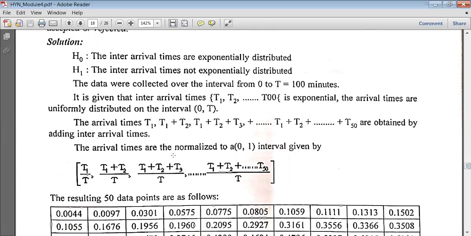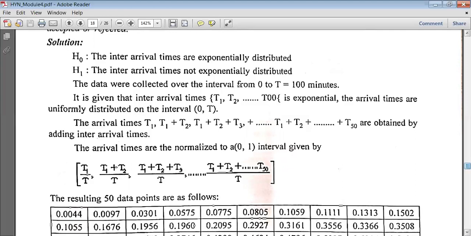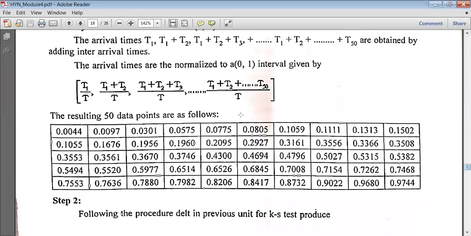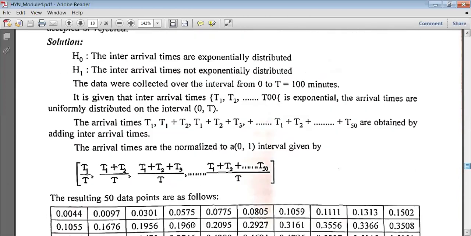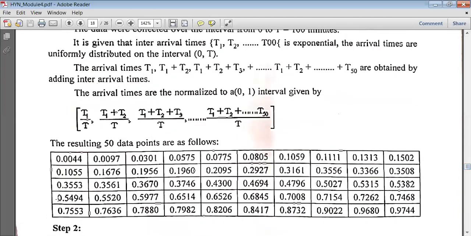The arrival times are normalized to the 0 to 1 interval, and it is given as below: T1 divided by T, T1 plus T2 divided by T. So the first value is T1 divided by T, right? We know that T is 100 minutes, as they have given. T1, the first value in the given problem, is 0.44. So we have to divide it by 100. 0.44 divided by 100, I will get 0.0044, right? So this is the first value.